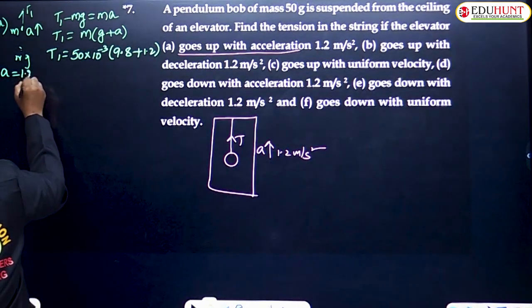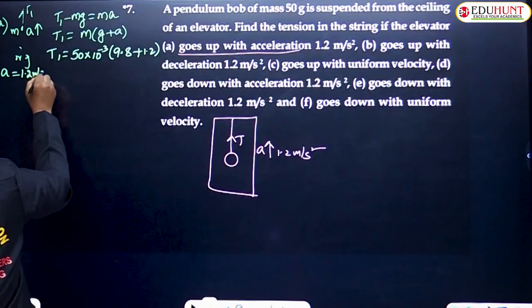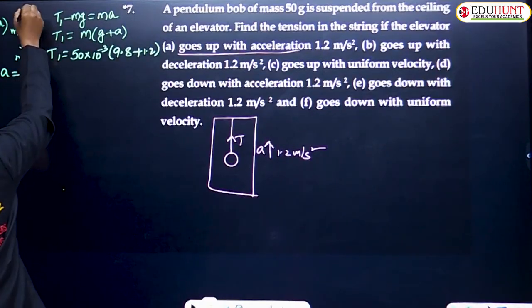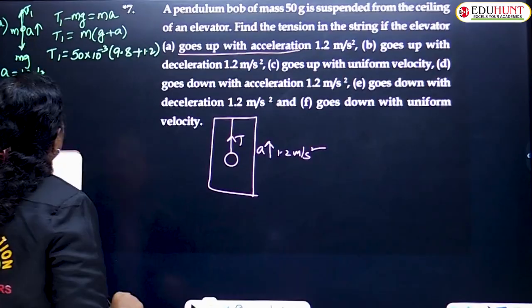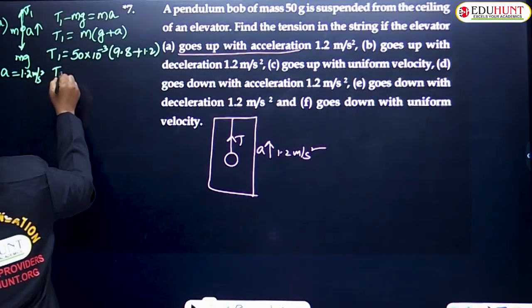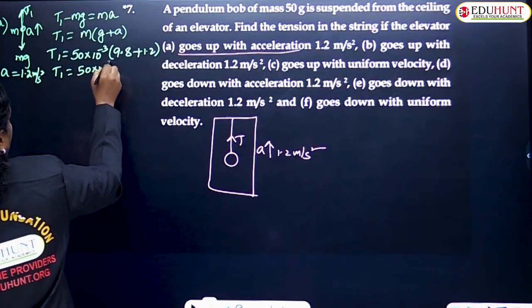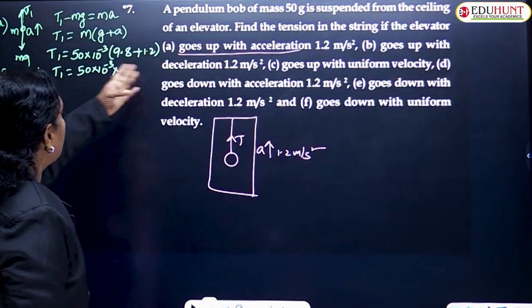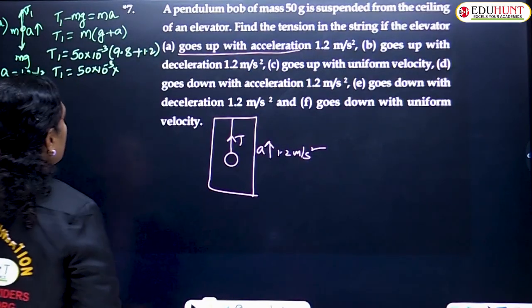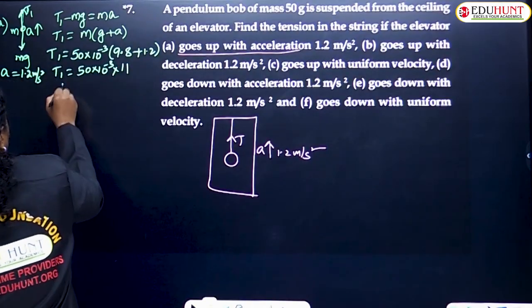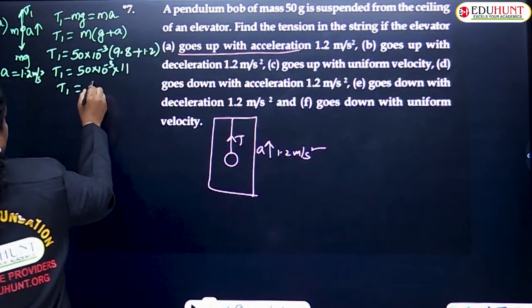Acceleration is given as 1.2 meter per second square. That's it. Well, so after solving this, we have T1 is equal to 50 into 10 power minus 3 into (9.8 plus 1.2). How much is this? 11. Okay, hence the value of T1 is 11 into 5, which is 55.